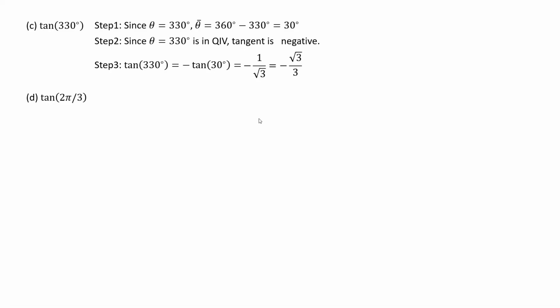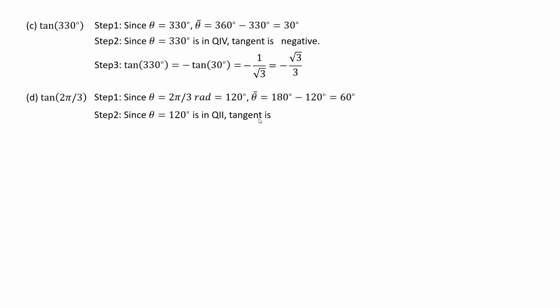Cool. Tangent of 2 pi thirds. I don't know what tangent of 2 pi thirds is. 2 pi thirds is 60. 2 times pi thirds is 2 times 60, which is 120. Oh, tangent of 120 basically. So that is 60 degrees.